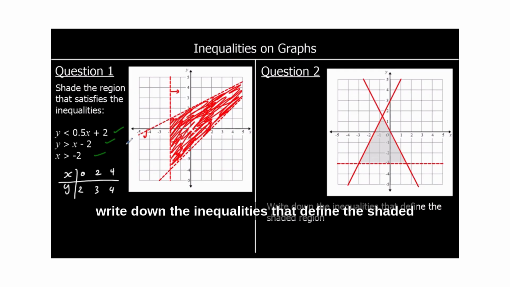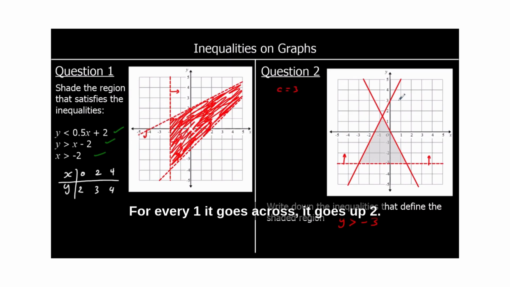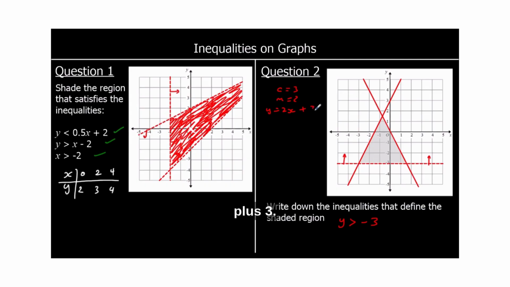For question 2, write down the inequalities that define the shaded region. So what are the equations of these lines? So we've got y equals negative 3, and we want bigger. So y is bigger than negative 3. Which line should we do now? So the line with a y-intercept of 3. So c is 3. For every one it goes across, it goes up 2. It's got a gradient of 2. So we've got y equals 2x plus 3.